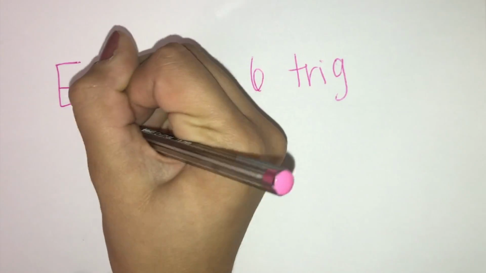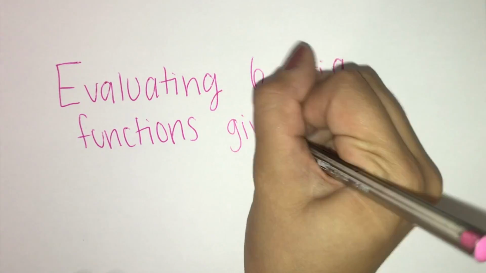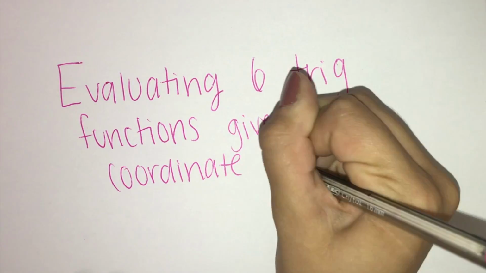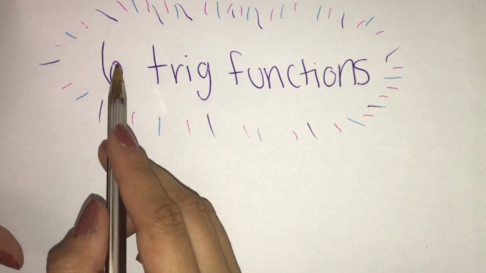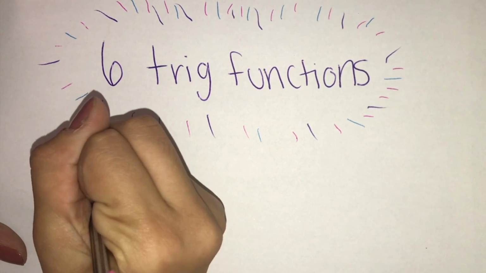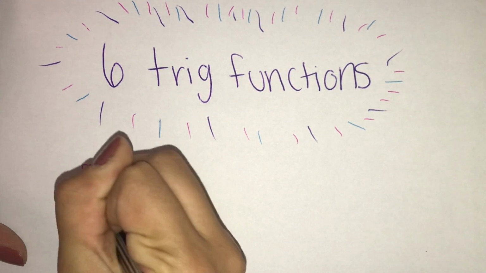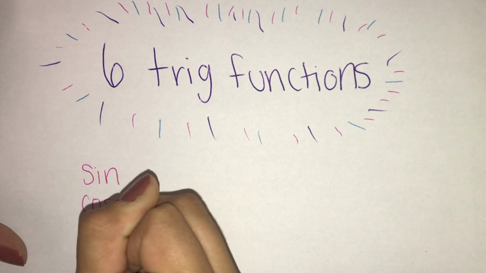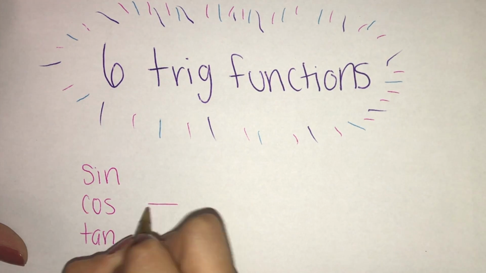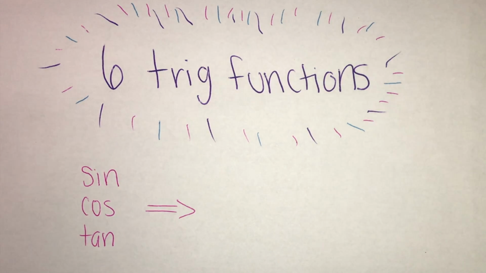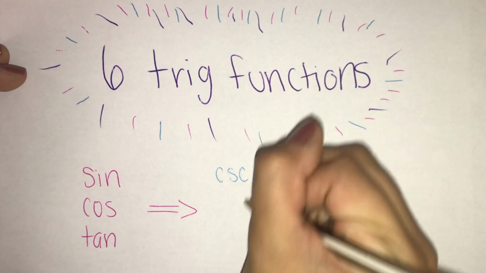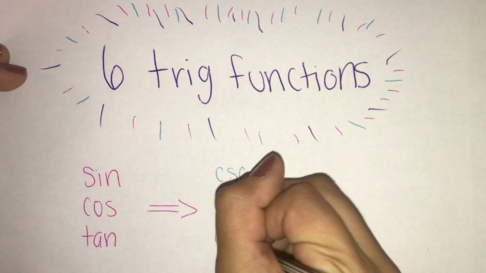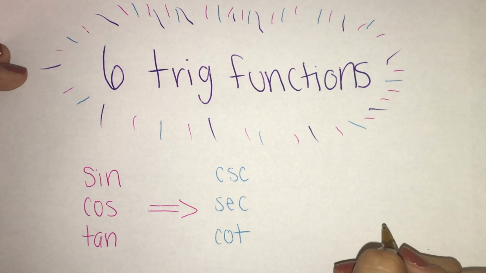Hey guys, so today we're going to be learning how to evaluate the 6 trigonometric functions when given a coordinate point. I'm sure you all know the 3 basic trig functions: sine, cosine, and tan. We've all learned these before, but there are 3 others. And the 3 others are just reciprocals, and a reciprocal is just a math term for opposite. So there is cosecant, secant, and cotangent.